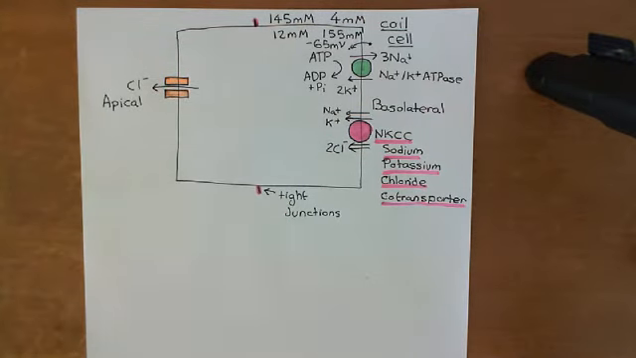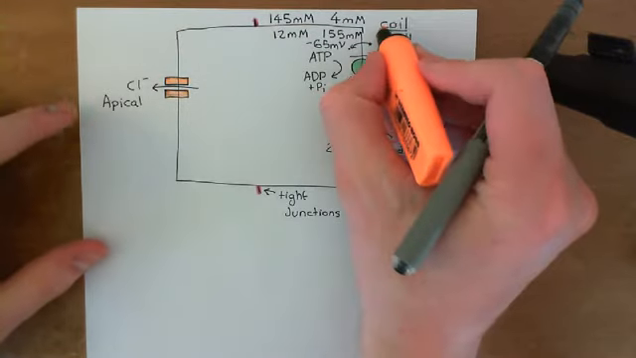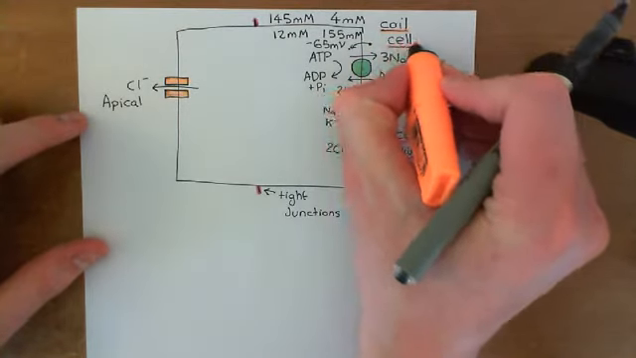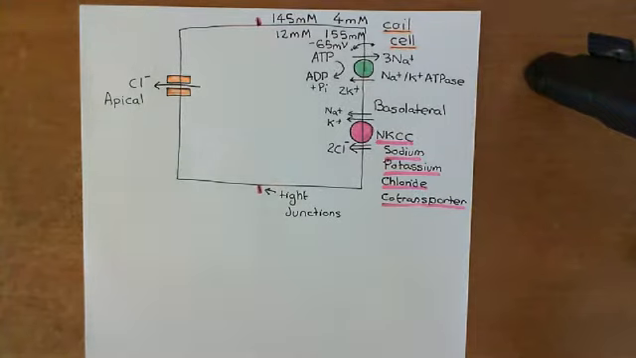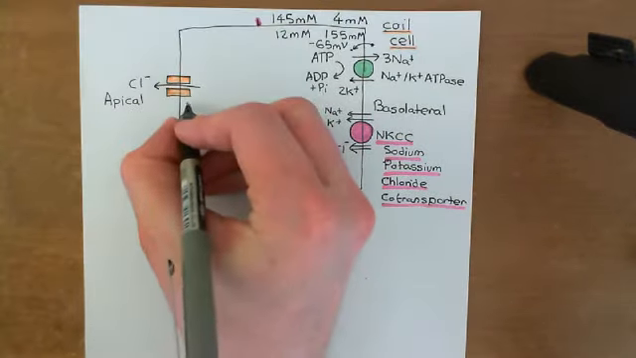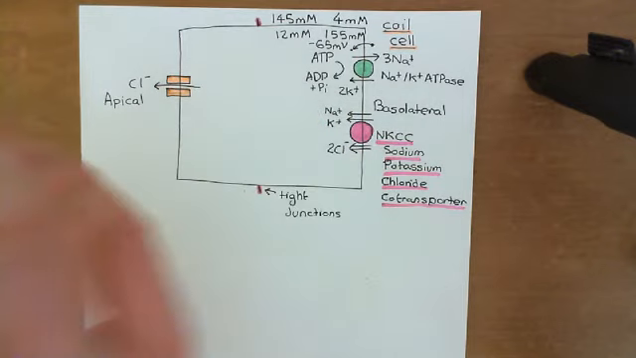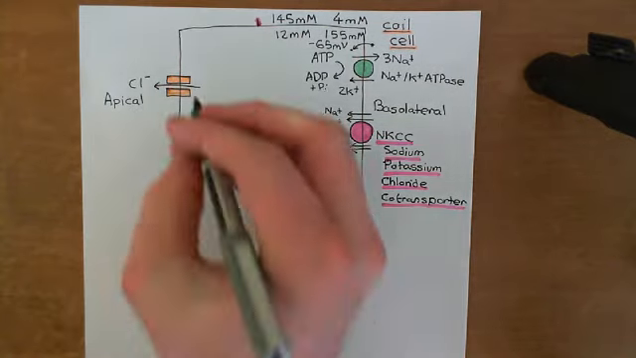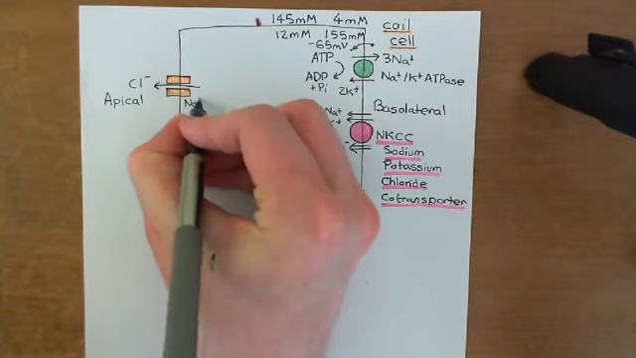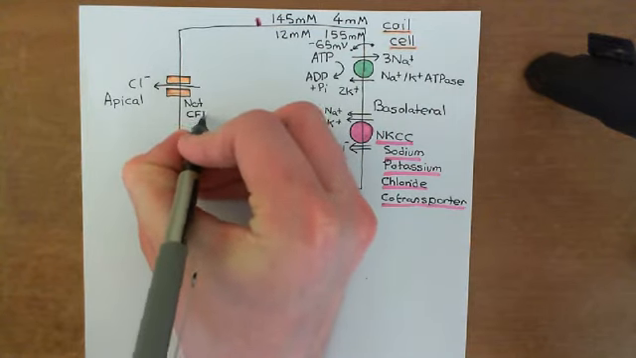Now, this is a coil cell. I said that cystic fibrosis was not going to affect the coil cells. So hazard a guess as to whether this chloride channel is a CFTR chloride channel. The answer is, of course, no. This is a chloride channel, but it is not CFTR. So I will just put there: not CFTR.